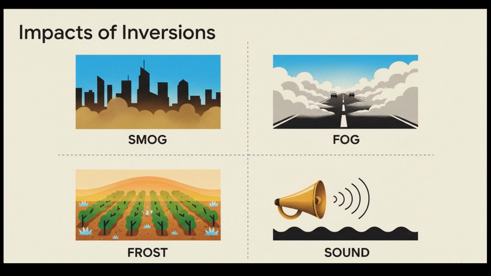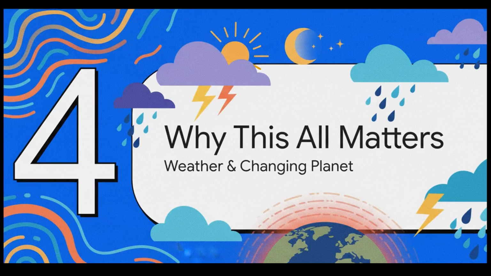But here's a weird twist. It's not all bad. An inversion can actually protect crops by trapping a layer of slightly warmer air near the ground, saving them from a deadly frost. It can even make sounds travel much farther than they normally would. So, we have our rules, right? One for across the globe, one for going up, and the crazy exception that breaks them.